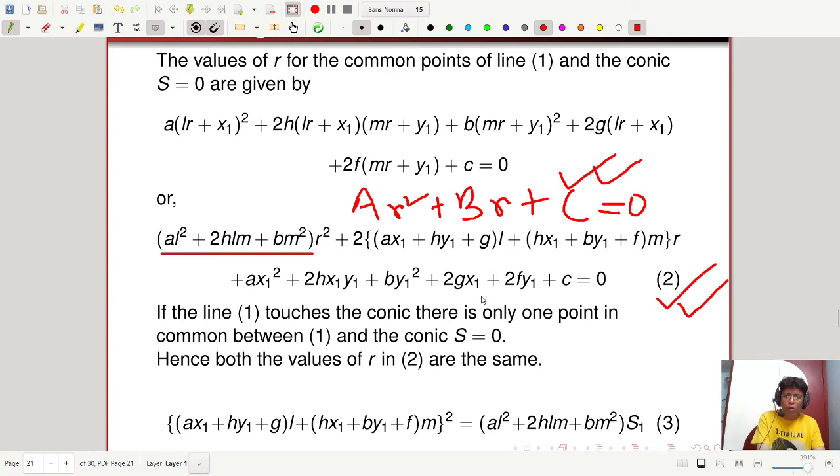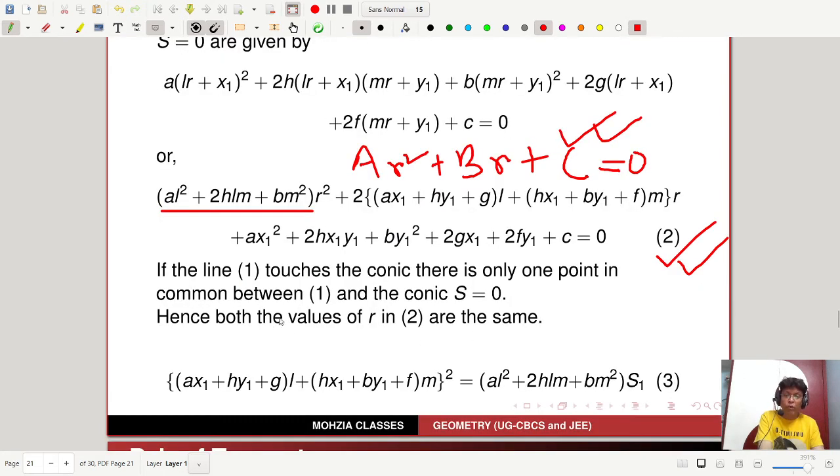And this should not be 0 because x1, y1 is an external point, right? So this is positive. If the line 1 touches the conic, there is only one point in common between line 1 and the conic S equal to 0. Hence both the values of r in 2 are the same. This is S1 actually. This constant term is your S1, because it is S evaluated at x1, y1.